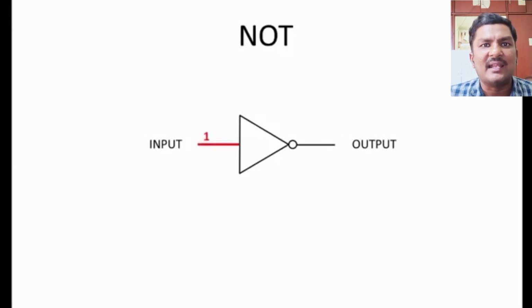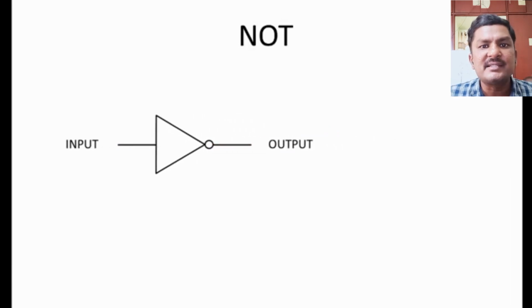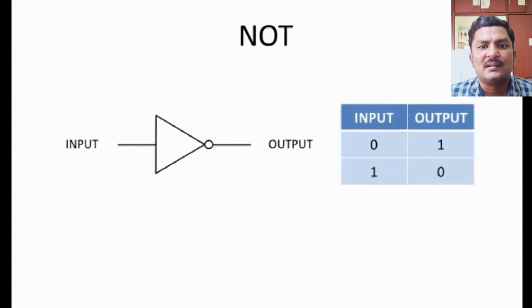If input is 1, output is 0. If input is 0, output is 1 in the case of NOT gate. So using a transistor and two resistors, NOT gate can be designed. The truth table of NOT gate: for input 0, output is 1. For input 1, output is 0. Symbol of NOT gate.